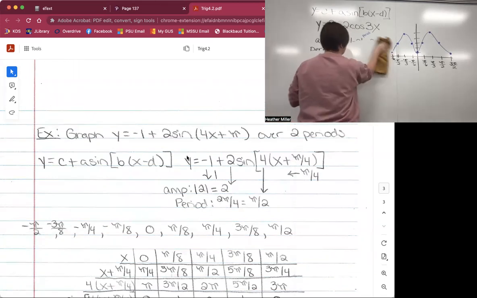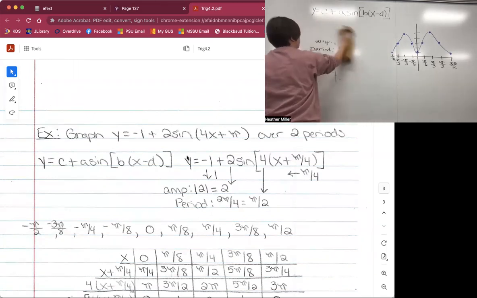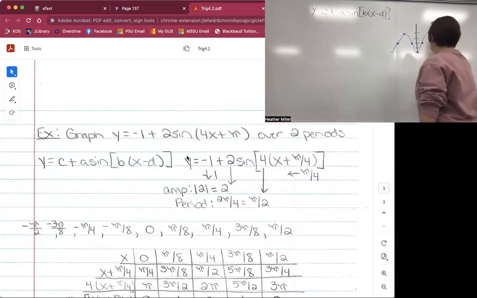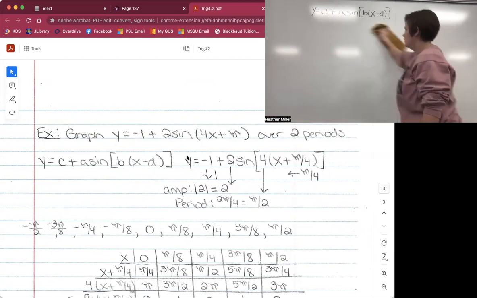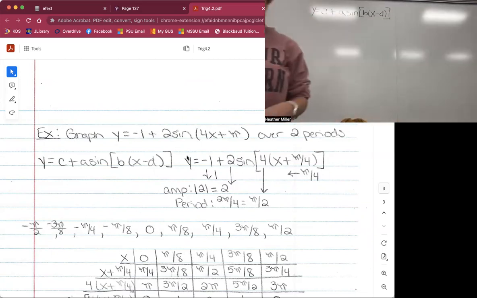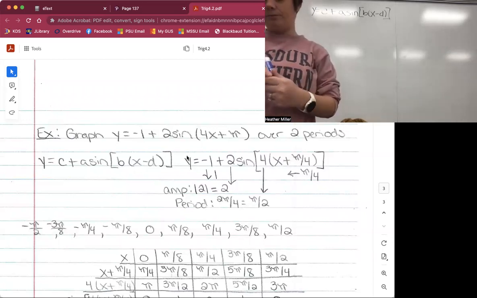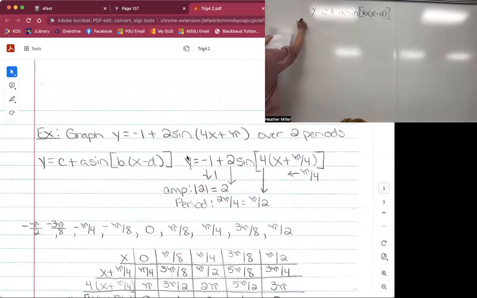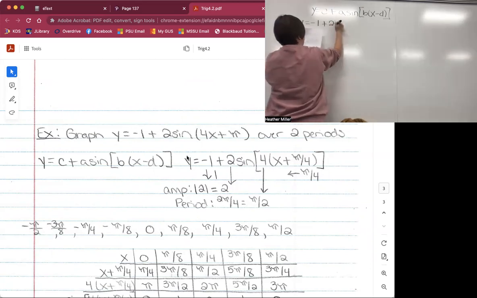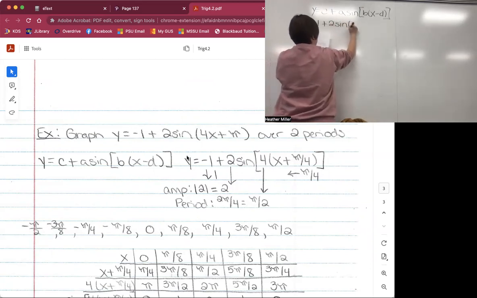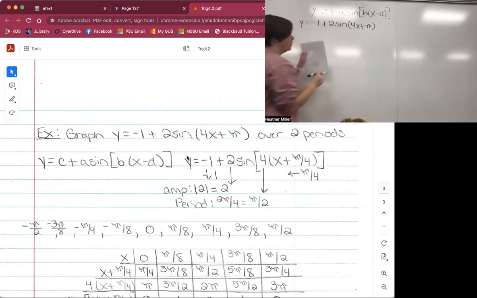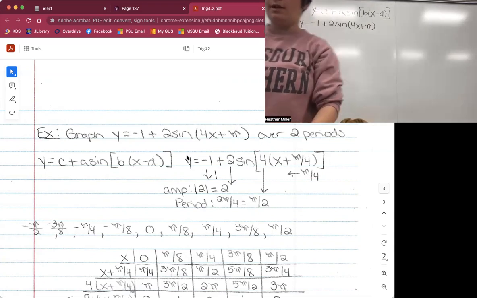All right, let's erase all this information. All right, this time we are graphing y equals -1 plus 2 sine parentheses 4x plus pi over 2, for 2 periods. So we're going to do 2 periods again.